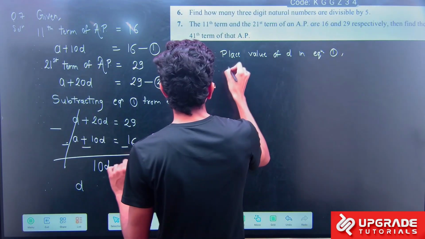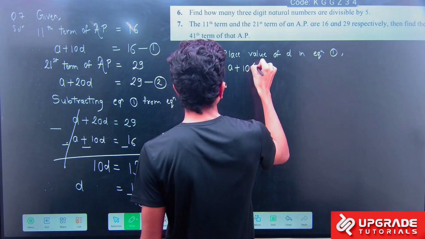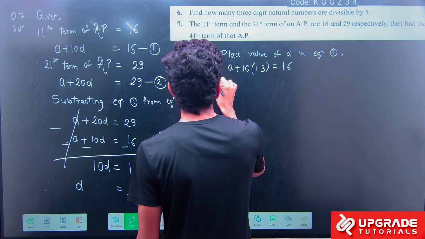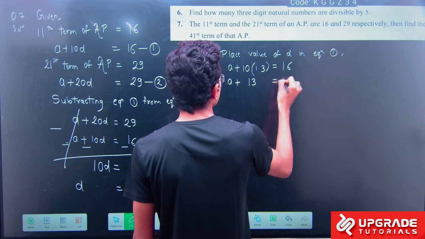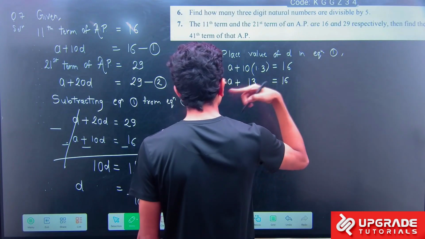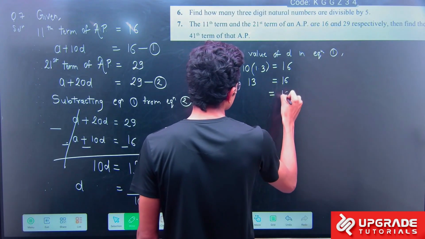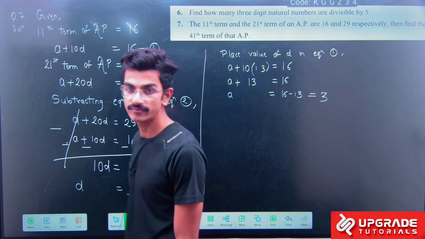Therefore, a plus 10 times d, what is the value of d? 1.3, is equal to 16. Therefore, a plus 10 into 1.3, which is 13, is equal to 16. Plus 13 will go to this side and become minus 13. So, a is equal to 16 minus 13, which is nothing but 3.